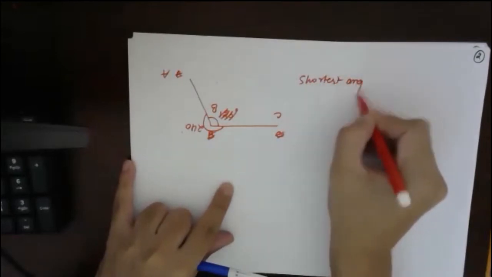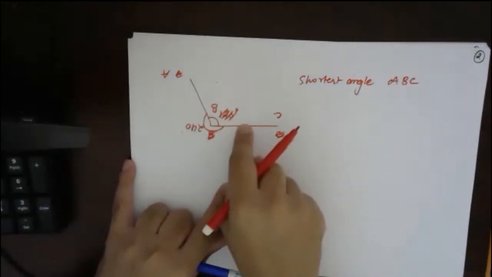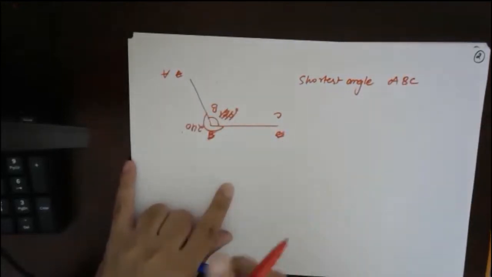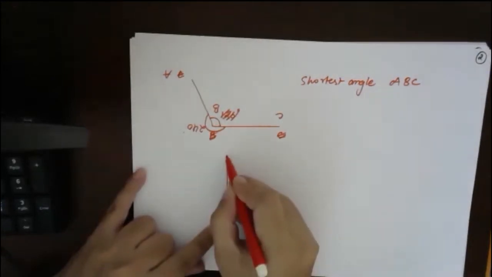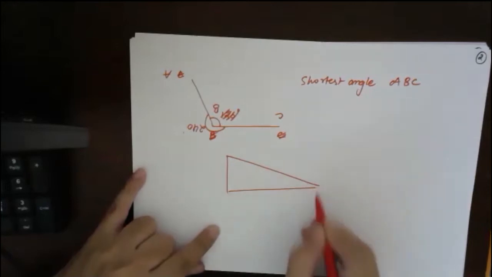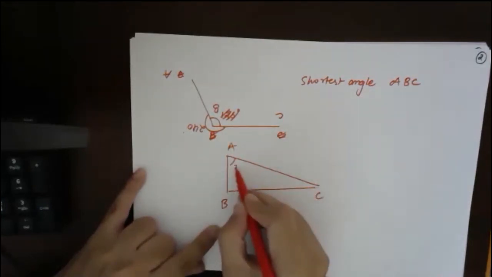Shortest angle ABC, then it will be 120. Right? When we are talking about the triangle, suppose this is the triangle, right? So this is A, B, C. Now suppose this is 30 degree.